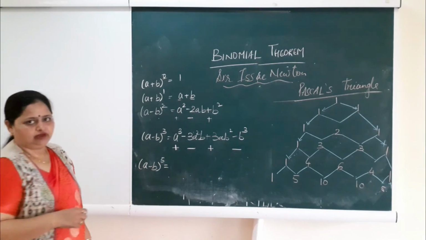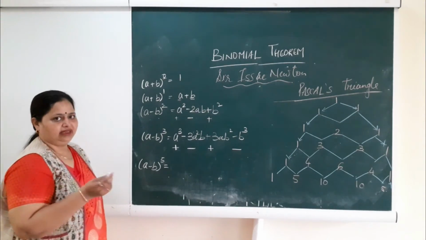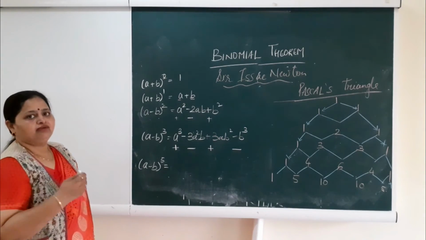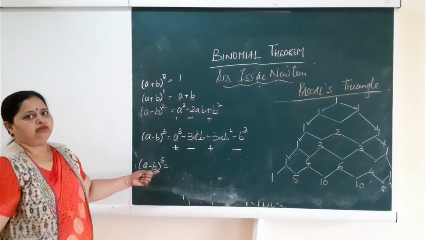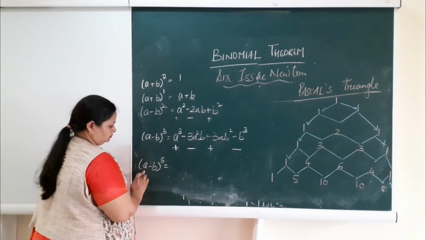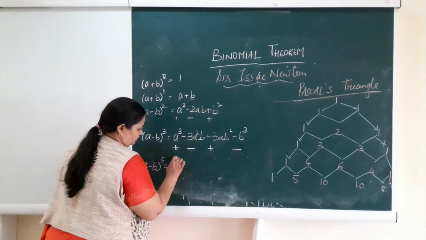I hope you have not written this till now. This is the first time we are writing. Without multiplying, like a minus b whole cube into a minus b whole square, that we are not doing. We are directly writing down the binomial expansion of a minus b raised to the power 5. As I told you, the first term will be a raised to the power 5.